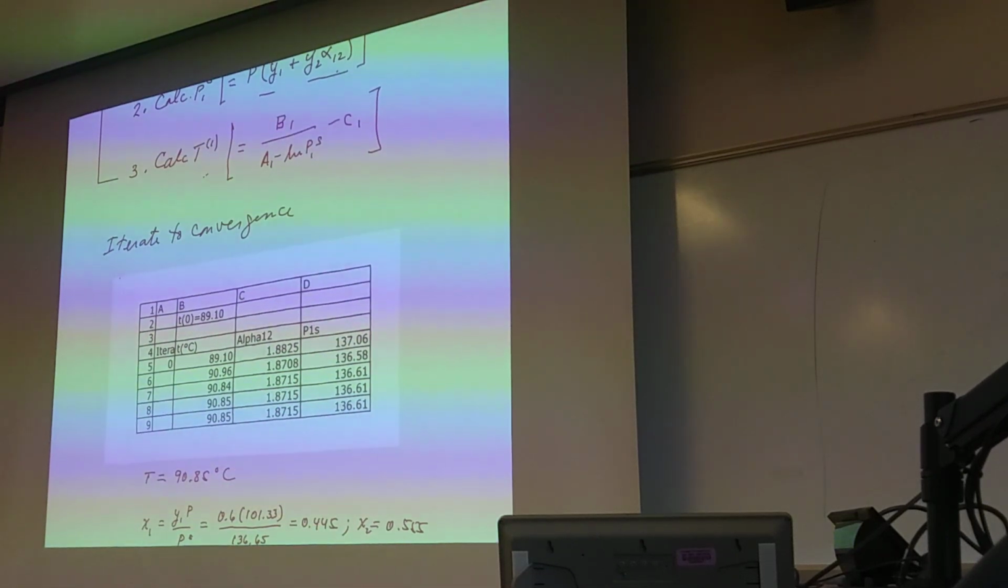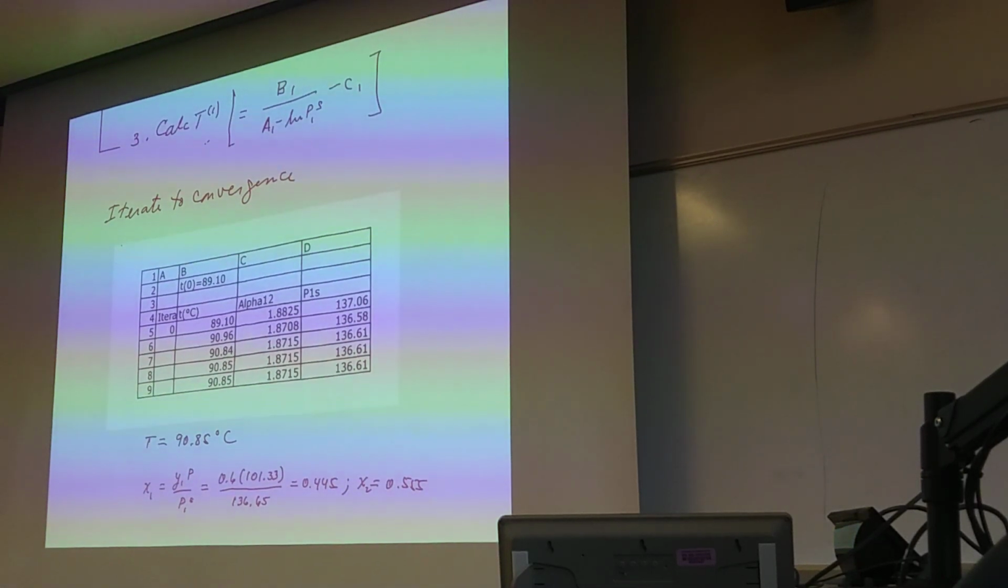And the spreadsheet looks something like this when you do that. So it very rapidly iterates and very rapidly converges. And the final temperature that we get here looks like 90.85 degrees centigrade. And that will be our dew point temperature for this vapor mixture.